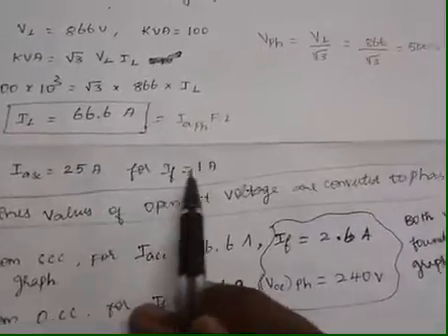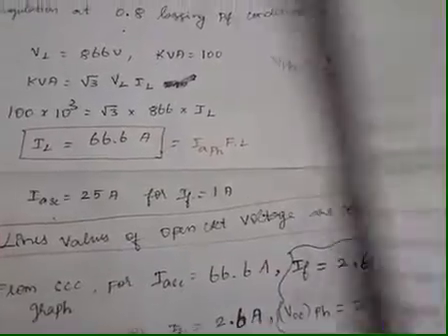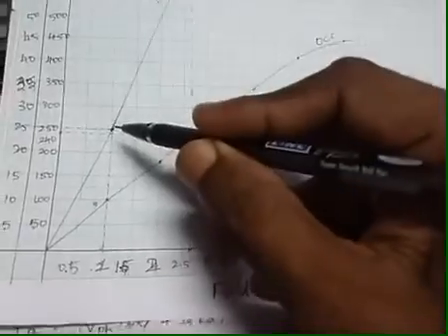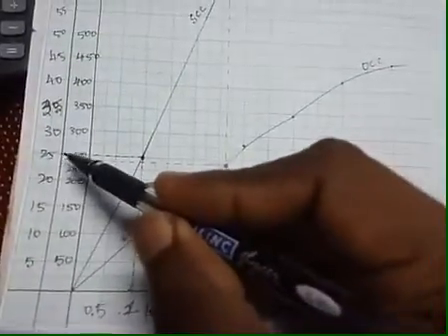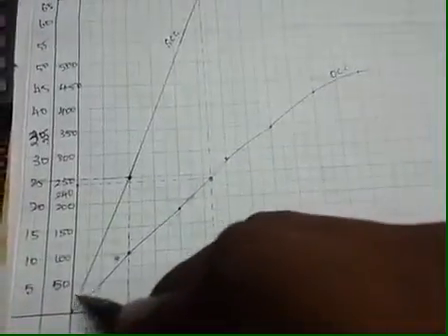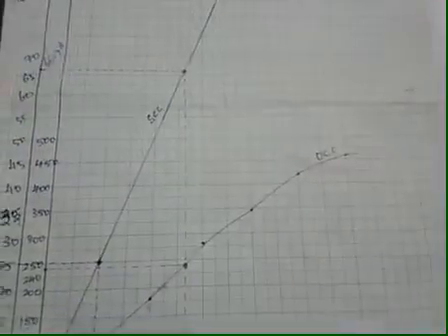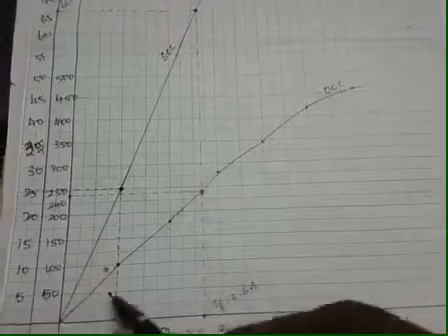Next you can draw the short circuit. What is the short circuit value? See here, field current 1 ampere, short circuit current equal to 25 ampere. With the help of the two values you go for the graph sheet. For 1 ampere it is 25. Make one point, take a scale, and draw one line joining this point. That graph is called SCC. Clear or not? The OCC is drawn with a freehand smooth curve, but for the SCC you take a scale and draw the line.